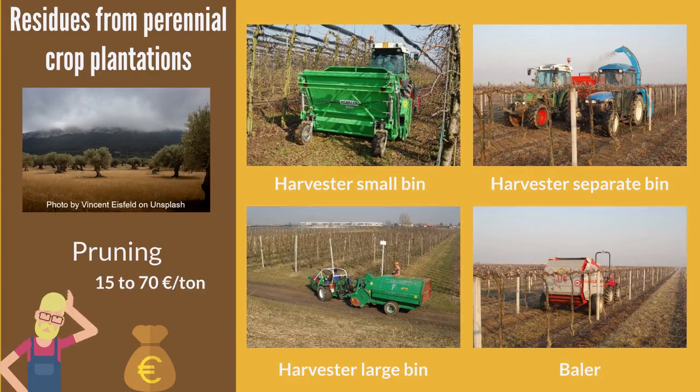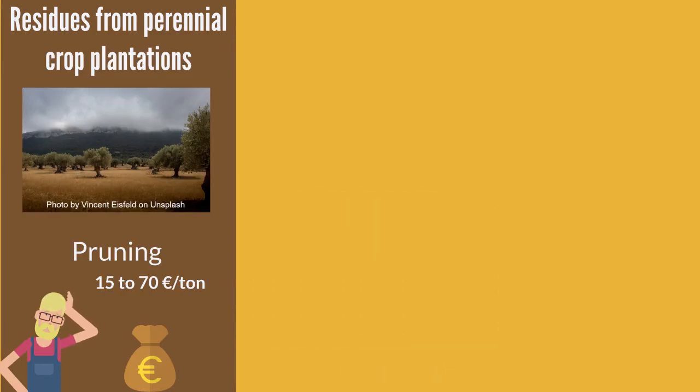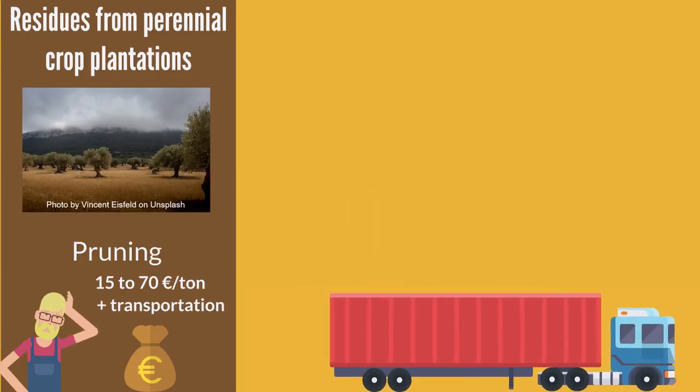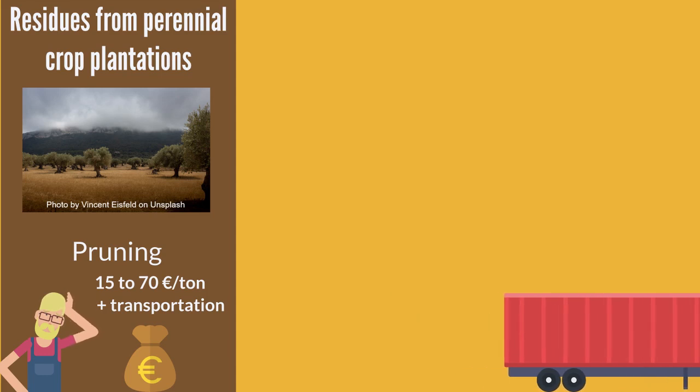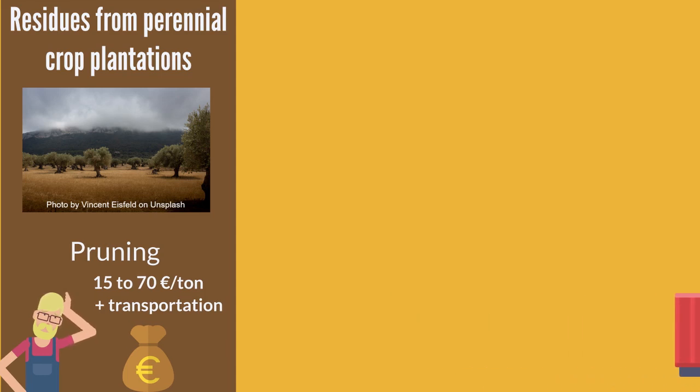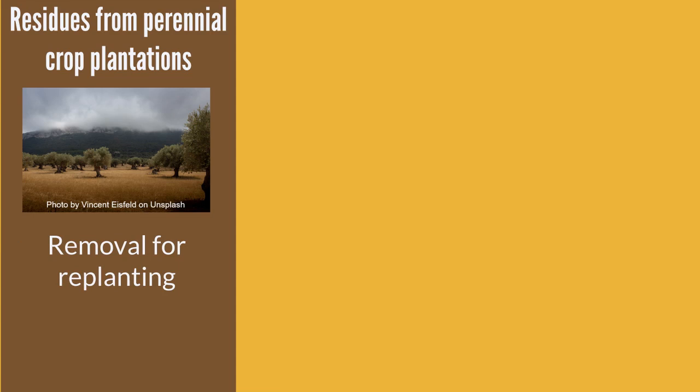The cost of collection varies according to many parameters and can range between 15 and 70 euros per fresh ton. Transportation costs are also critical for the feasibility of conversion into biofuel for energy. Let's see what happens at the end of the production cycle.